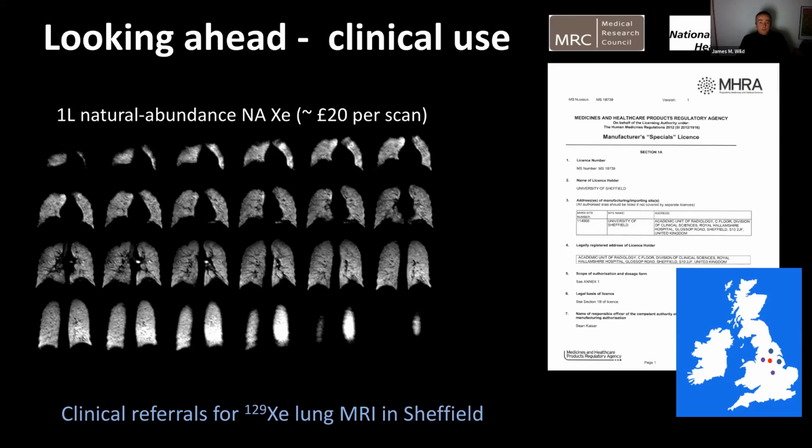We're focusing on trying to make this method as cheap as possible using the natural abundance Xenon isotope and making it work on routine clinical 1.5 Tesla scanners with a view to making it more accessible. So I think that's the challenge for this technique, is now making it more accessible to our colleagues in respiratory medicine so that we can start to use it to answer some of these questions.